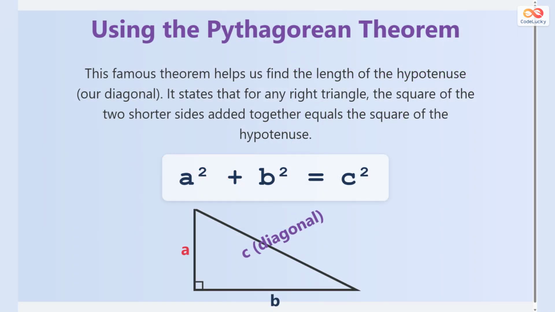There's a famous mathematical rule called the Pythagorean theorem that helps us here. It applies to all right-angled triangles. It says that if you take the lengths of the two shorter sides, square them, and add them together, the result will be equal to the square of the longest side, the hypotenuse.